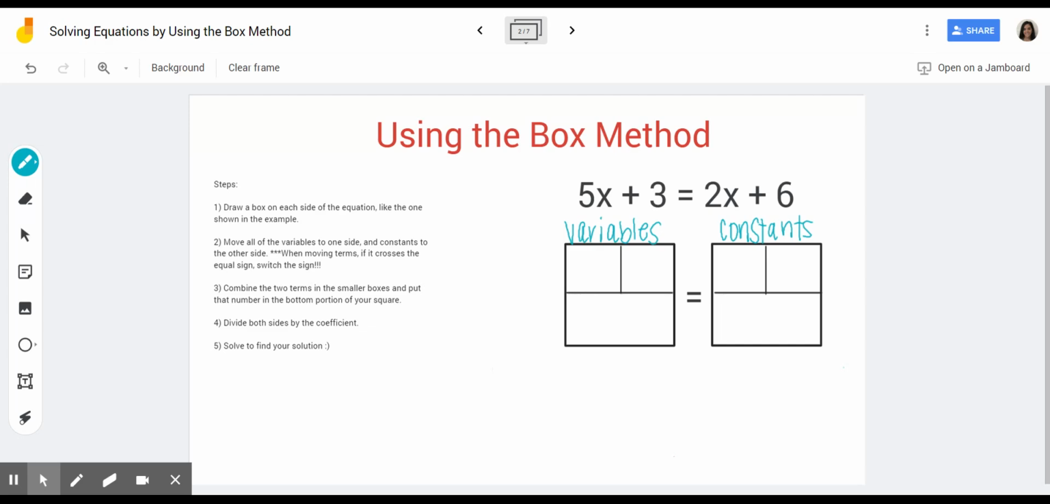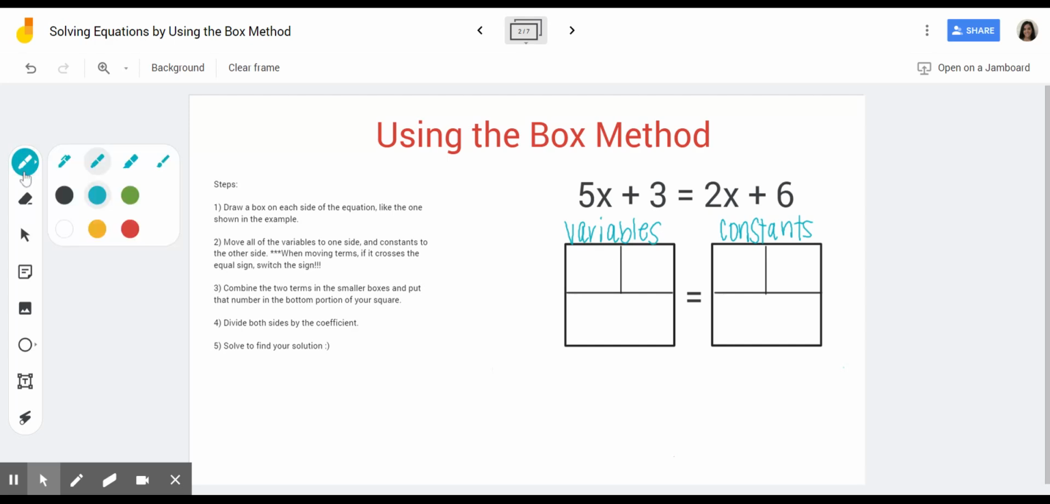Actually, for step two, something that you need to remember is that when you're moving the terms, if they cross over to the opposite side, you have to switch the sign. If it's a positive, switch it to a negative. If it's a negative, switch it to a positive. Step three is to combine the two terms in the smaller boxes and put that number in the bigger box, and you'll see what that means. Step four is to divide both sides by the coefficient. Step five is to continue solving to get x equals something.